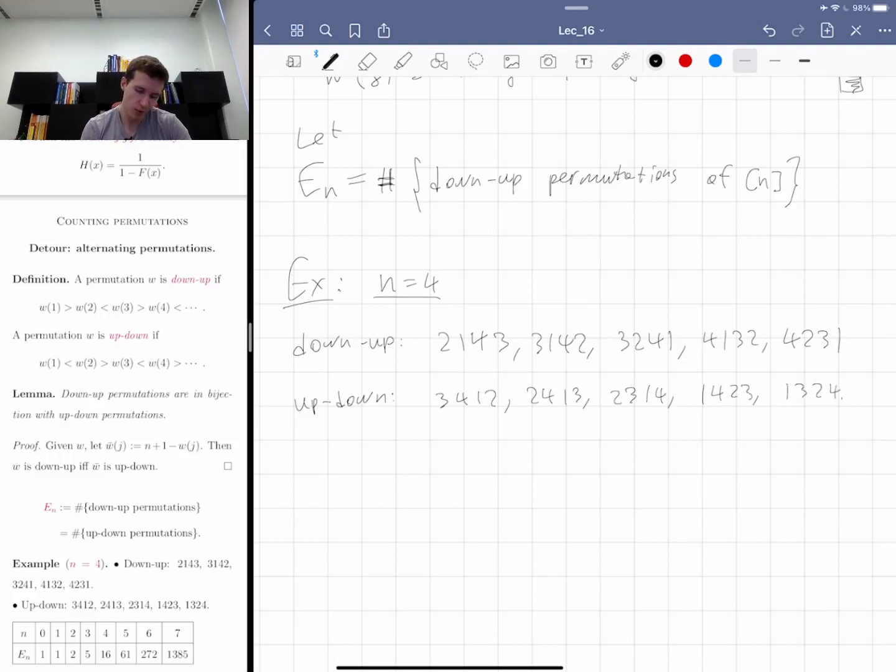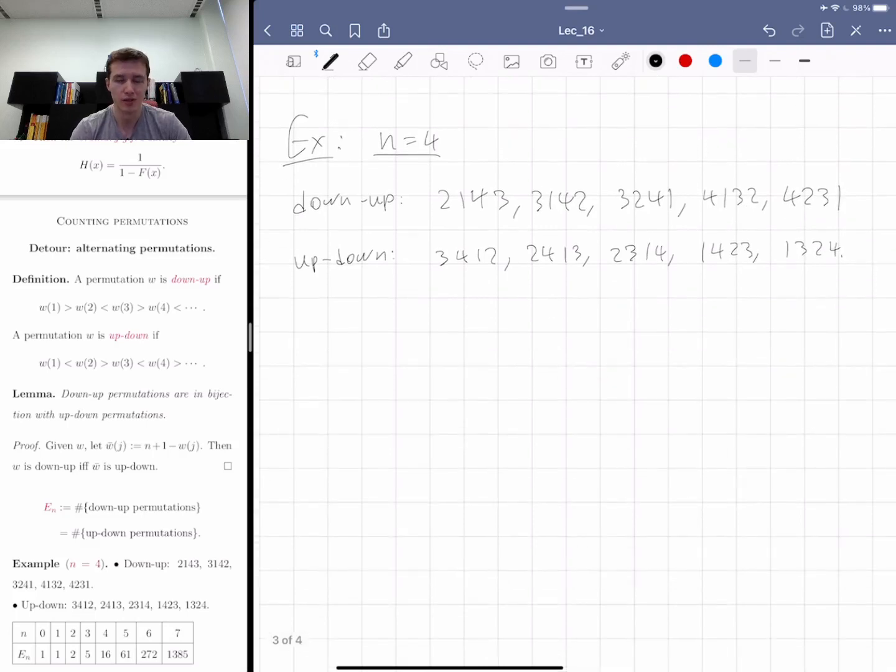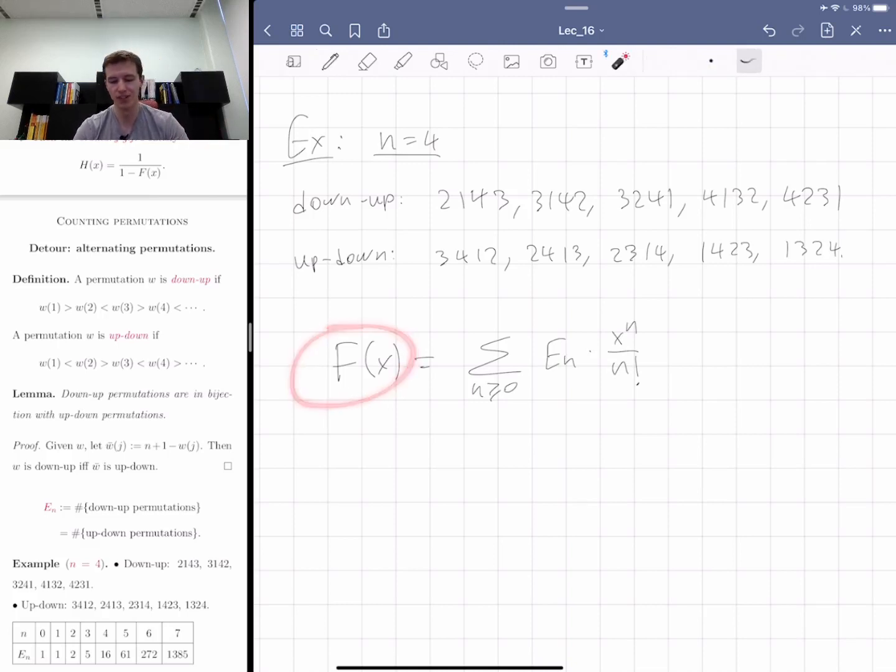You can count it for each n, and you get a nice sequence of integers. What I'm going to try to do in the remaining 6 minutes is find the exponential generating function for these numbers. So let's say f of x is the sum, n greater than or equal to 0, of e sub n times x to the n over n factorial. You can pause the video and try to guess what the generating function of such permutations would be.